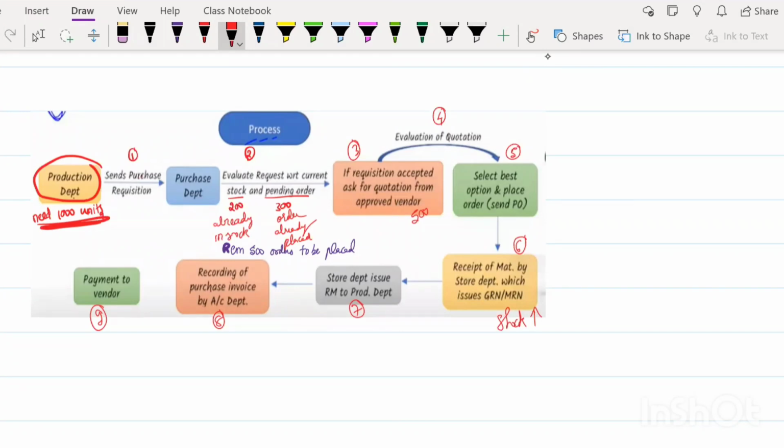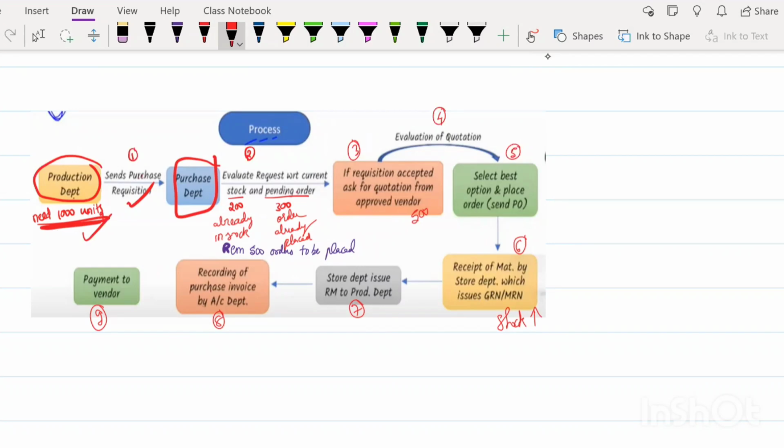What it will do is, it will first send a purchase requisition. Requisition means a purchase request to the purchase department, telling them that they have to produce 1,000 units of printers. So accordingly, they need the raw material. Suppose 1,000 units of raw material also for the same. Okay, we'll take this example.